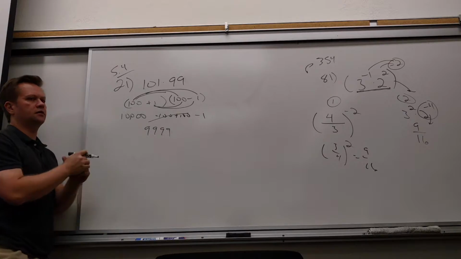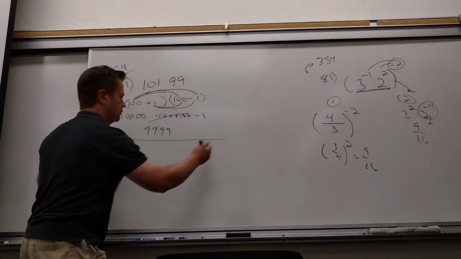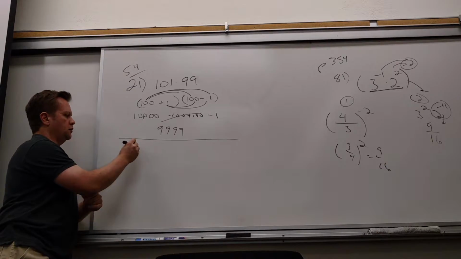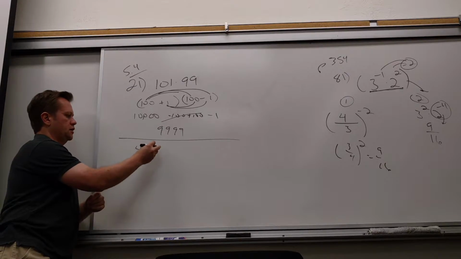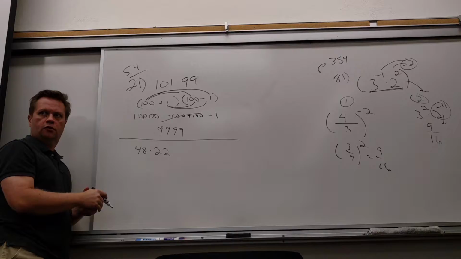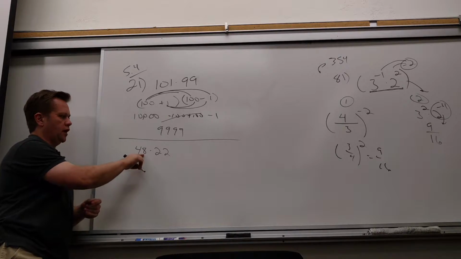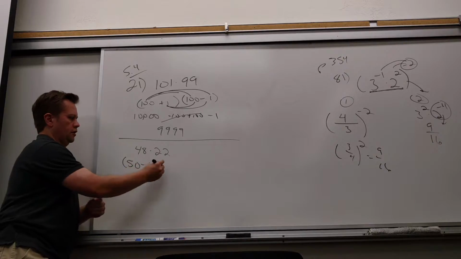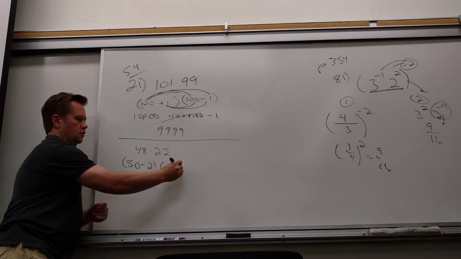I really want you to get this because this is an awesome tool, and I know last time I went to it too quickly. If I wanted to multiply 48 times 22, stay with me. 48 is 50 minus 2. Is that cool? And 22 is 20 plus 2.